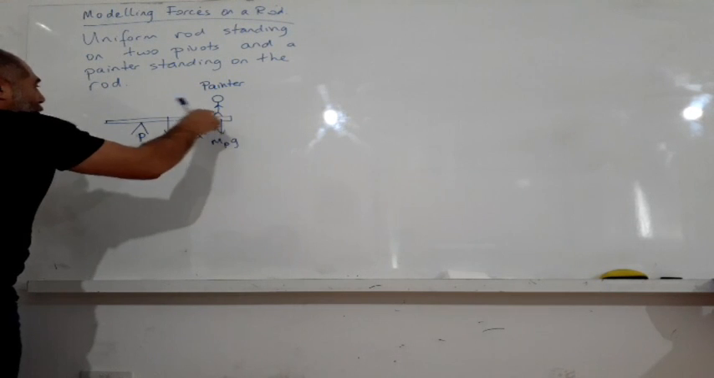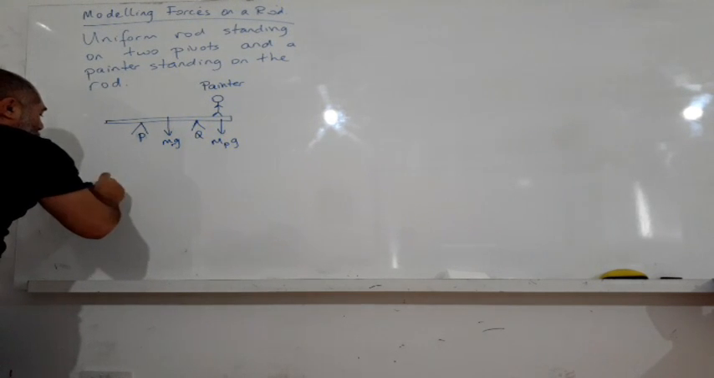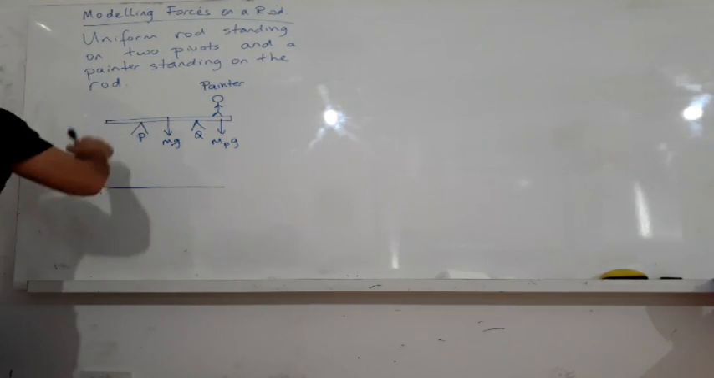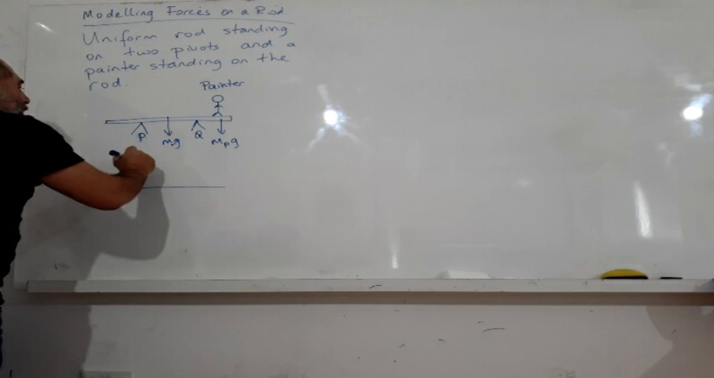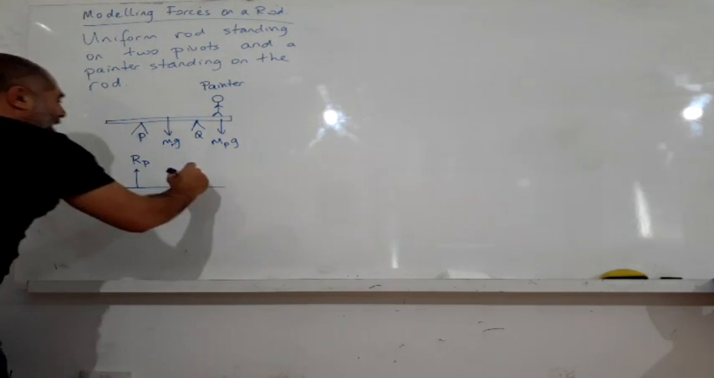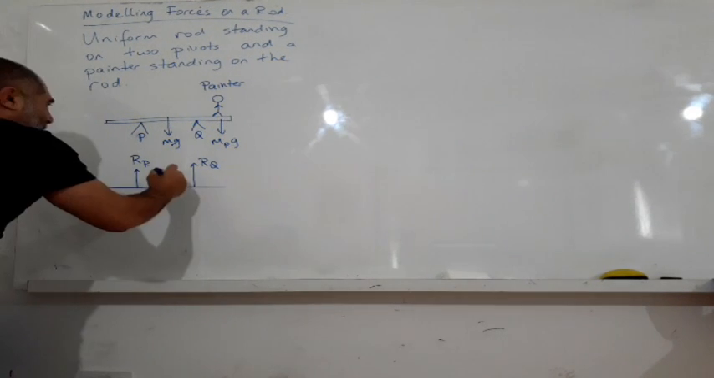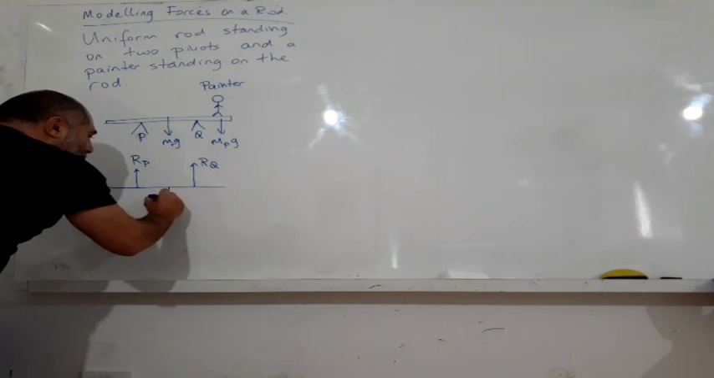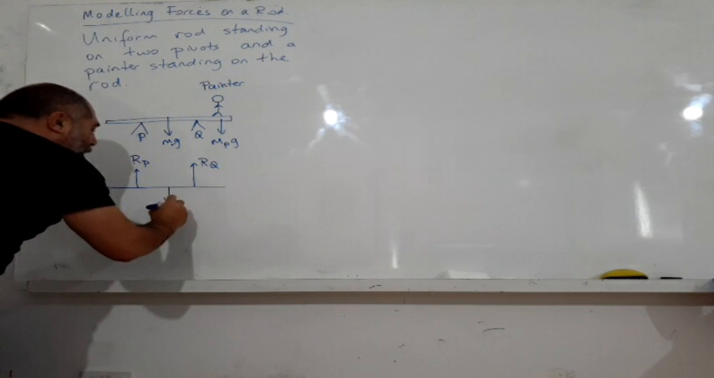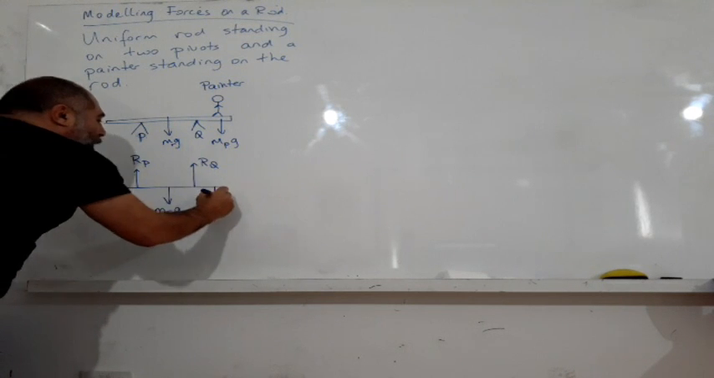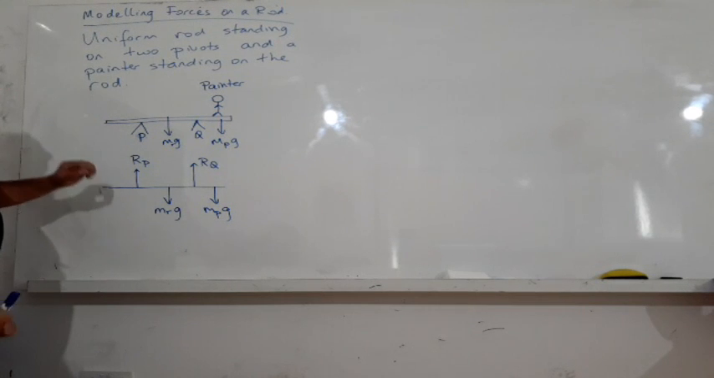If you have such a question, you are going to draw a line representing the rod, and this is the normal reaction at the pivot P. This is the normal reaction on the pivot Q, and this is the weight of the rod at the midpoint of the rod, and this is the weight of the famous painter on the rod. These are the forces.